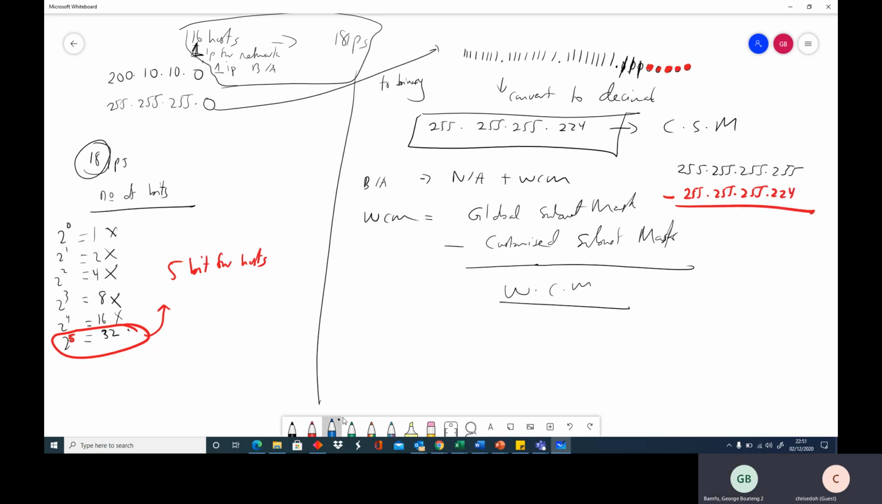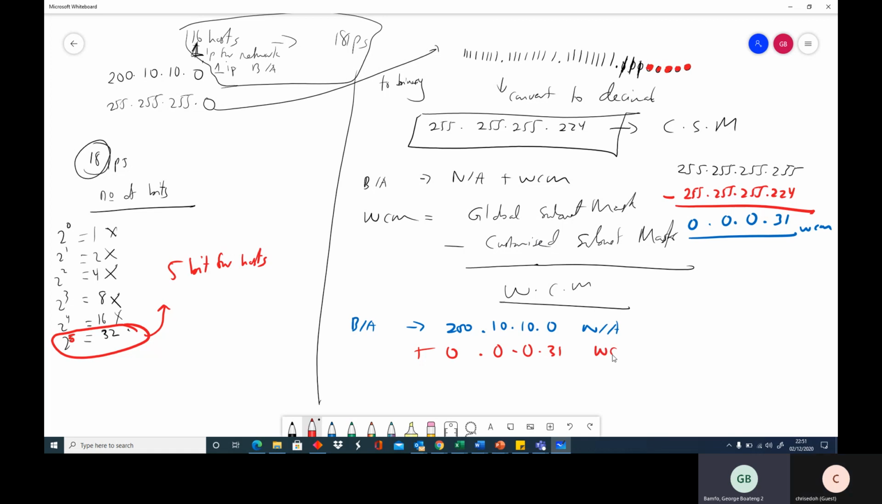255.255.255.224. What do we get? 0.0.0.31. Yeah, that's the wildcard mask. And then we want to find our broadcast, so that will be 200.10.10.0, which is the network address, plus 0.0.0.31, which is your wildcard mask. When you add them, what do you get? 200.10.10.31. Broadcast address, right? Yeah.